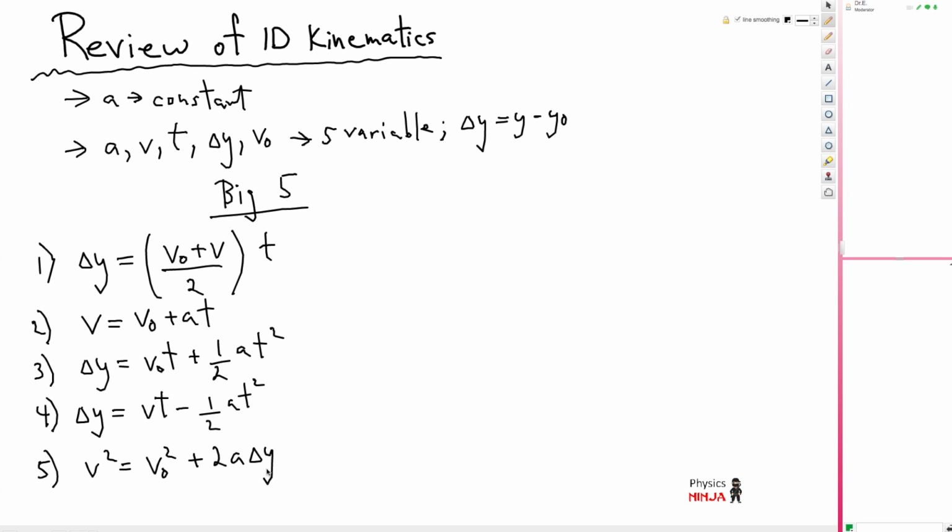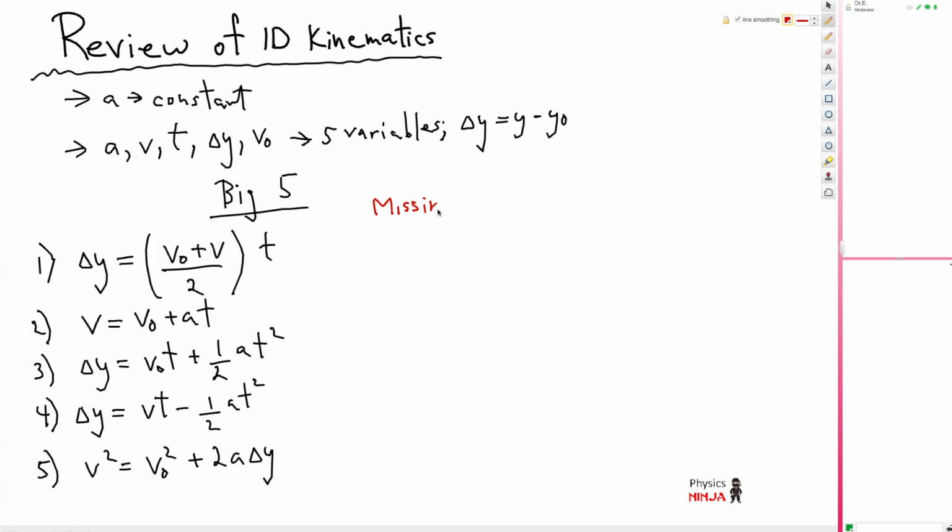multiplied times the displacement. Okay, so we had 5 variables. We have 5 equations. In each one of those equations, there's a quantity that's missing.